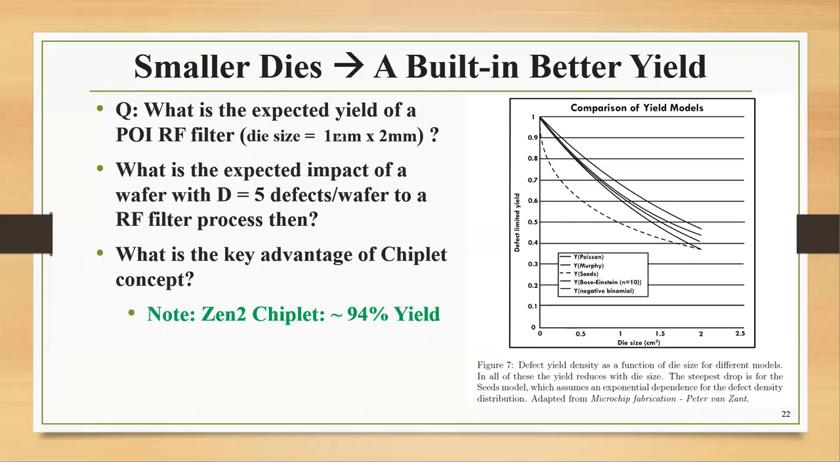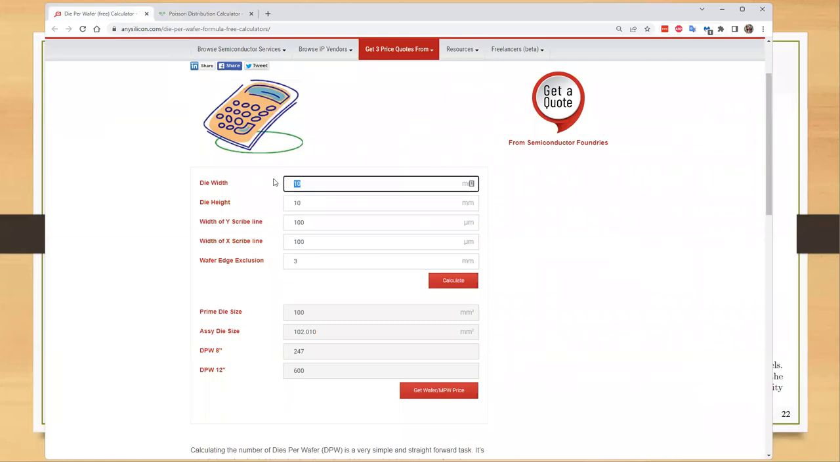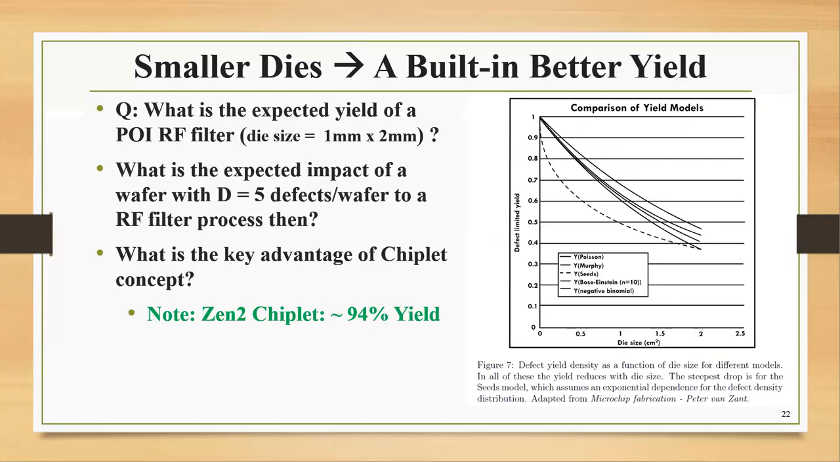Let's calculate how many dies you can generate in, say, a 300 millimeter, or let's do a simple one, the 200 millimeter wafer. So a simple calculation: if I have a 1 millimeter by 2 millimeter die size, the 8-inch wafer has 12,000 dies. So if you have 5 particles sitting on that, you kill only 5. They will not impact your yield at all. So that's the beauty of it.